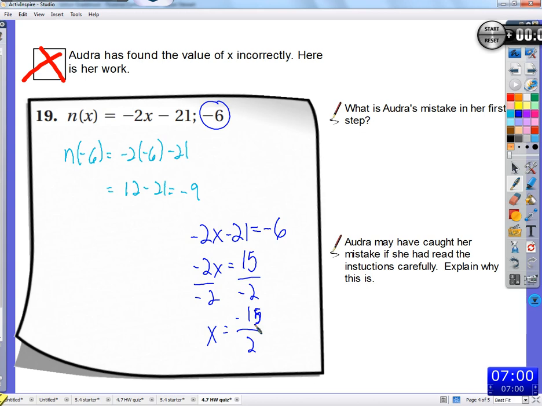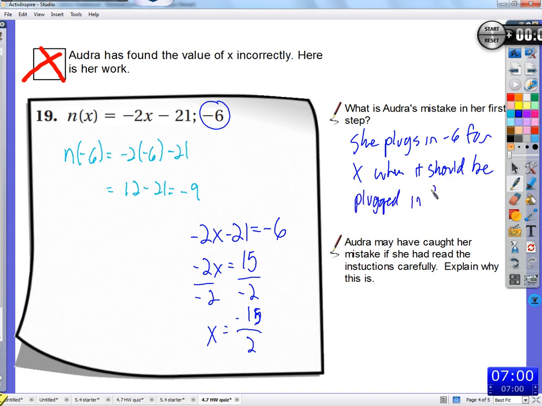So I figured out what x would have to be to give you an output of negative 6. Good? All agree on that? Yeah, okay. So she plugs in negative 6 for x, when she should plug in negative 6 for y. Let me see the value of the function, we mean the y value of the output.